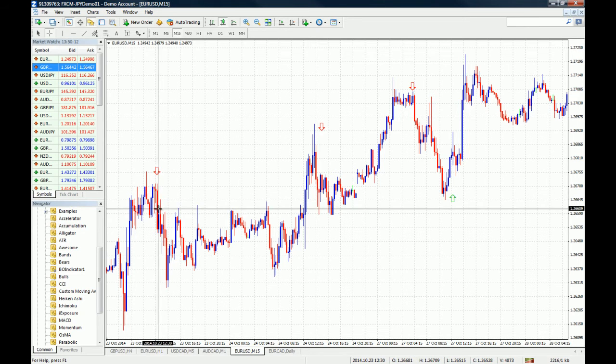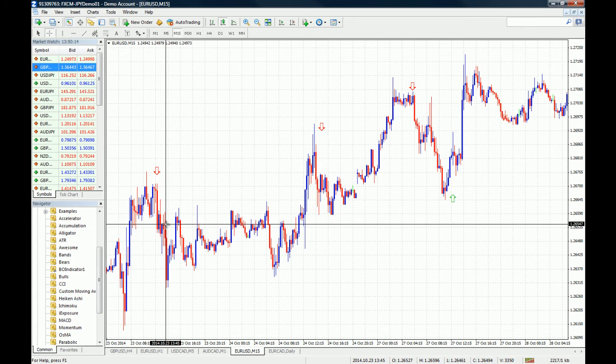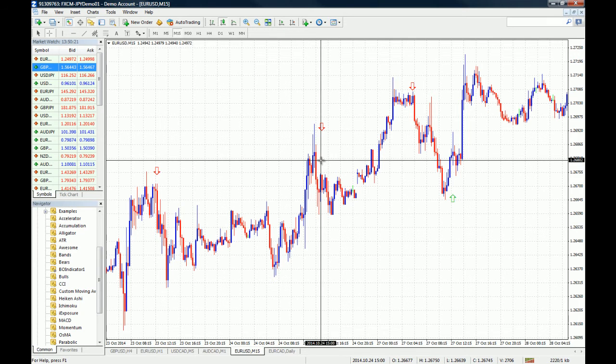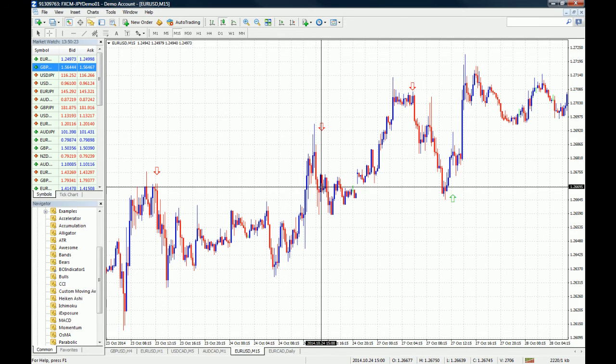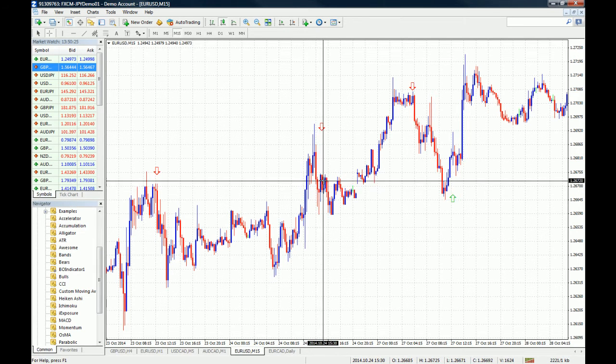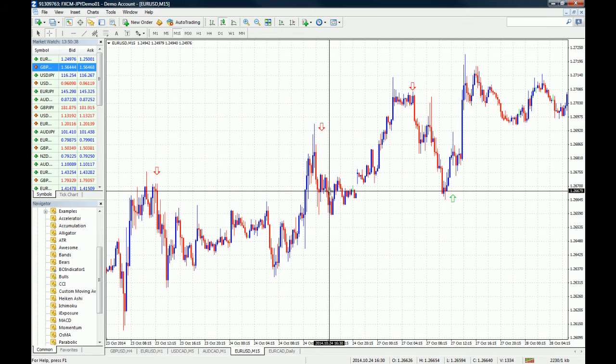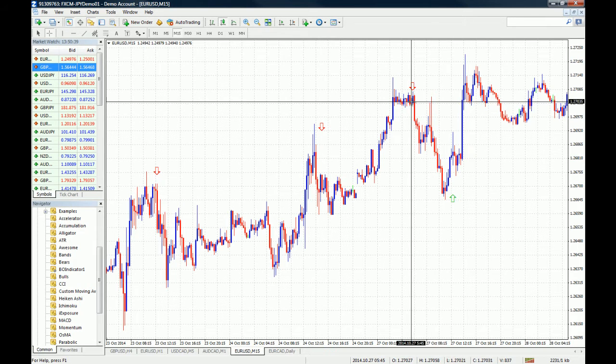And so 1, 2, 3, 4 candles later, our closing level is way below our entry level, so this put option expires in the money. Here we have another put option signal, and the entry level for this option is right here when this bullish candle opens at 126.74, and 1, 2, 3, 4 candles later, this option also expires in the money.